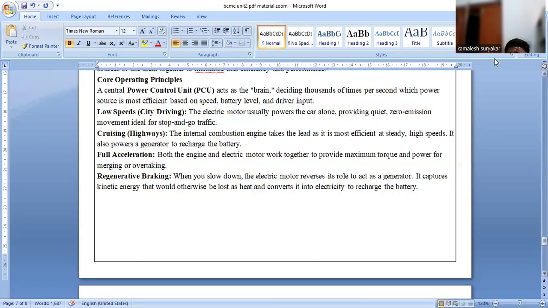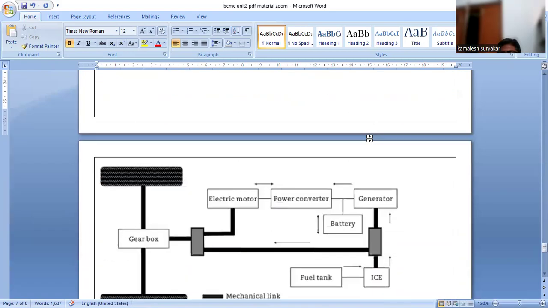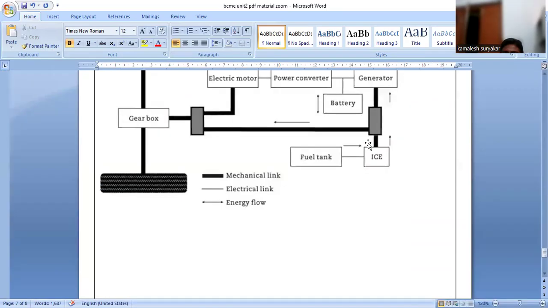Very important point: zero emissions are there. On highways, the internal combustion engine takes the lead as it is most efficient at steady high speeds. If you want to go at high speeds on the highway, you can switch to the petrol engine. For full acceleration, both the engine and the electric motors are used together to provide maximum torque.